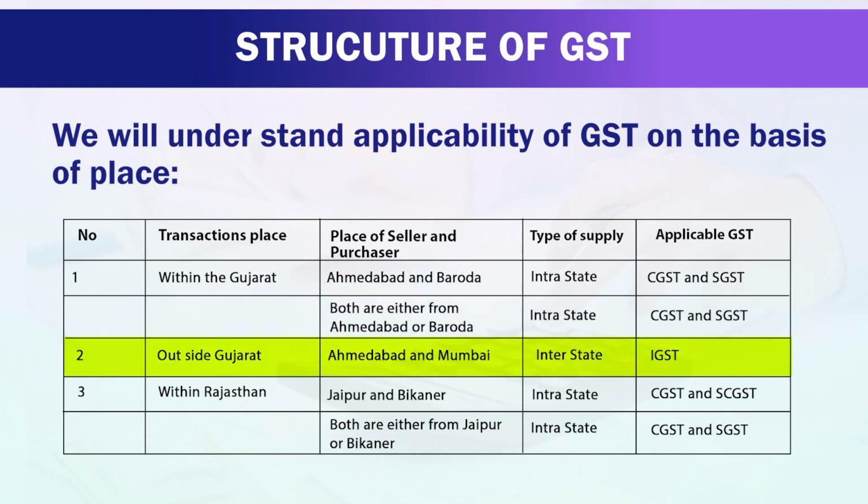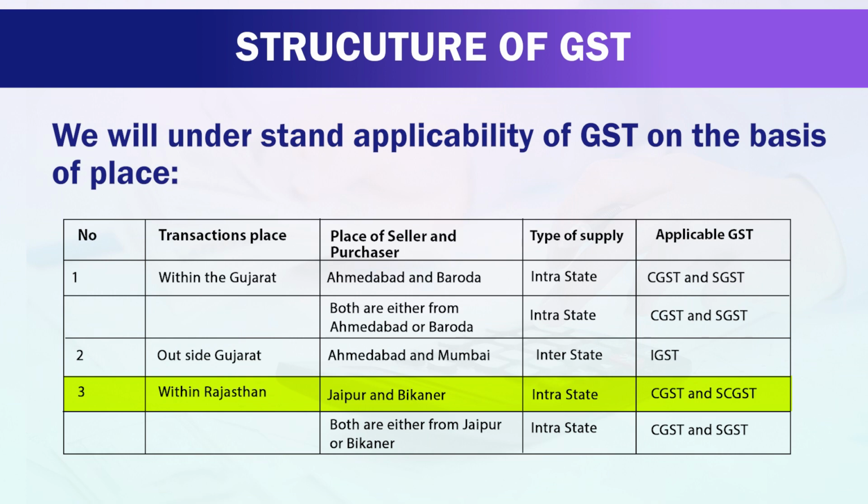Second case is given to us outside Gujarat, Ahmedabad and Mumbai. There are two different states and automatically it will be your interstate supply, and here we have to apply IGST. Let us take another example.